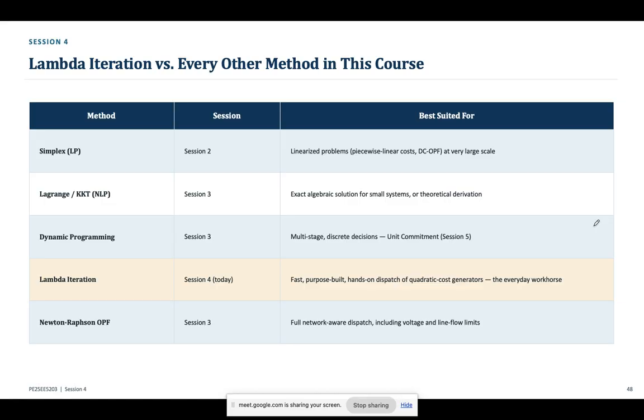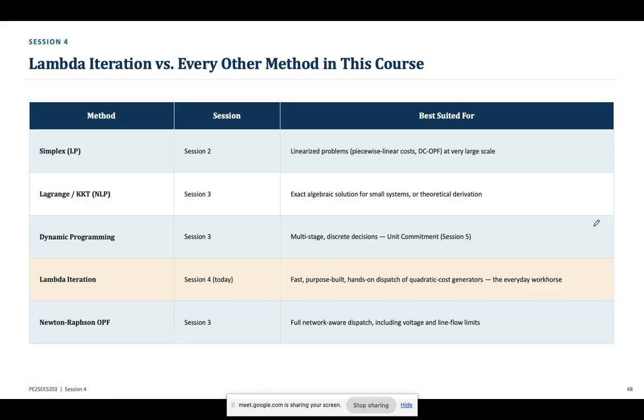See, the Newton-Raphson method and optimal power flow solve a different level of the problem because they represent the electrical network explicitly. Economic dispatch may treat the system as a collection of generators connected through a simplified balance, while optimal power flow incorporates bus voltages, angles, line flows, reactive power, and network constraints. Therefore, no method is simply better than every other method. The correct choice depends on the problem formulation. The distinction is central to power system optimization.